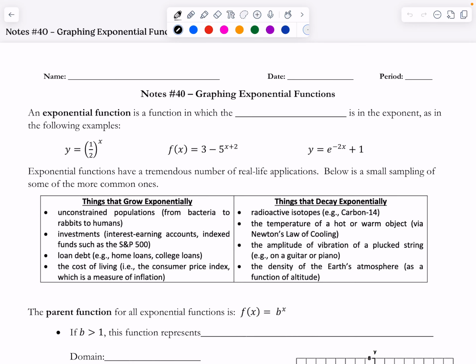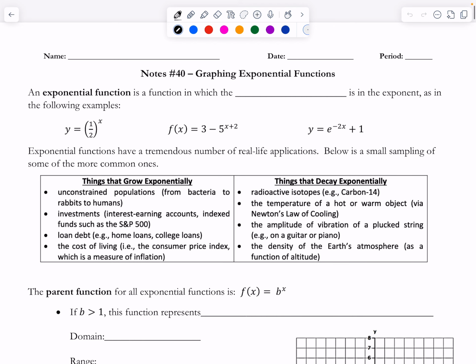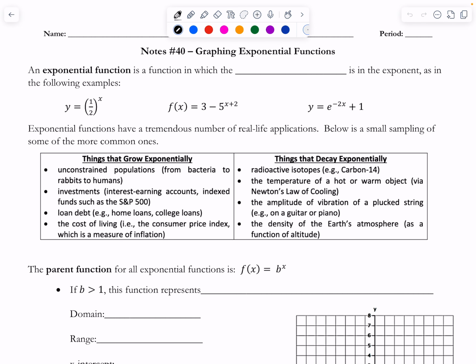All right, we've entered our last unit on exponential and logarithmic functions. So we're getting close. In these notes, we're going to go over graphing exponential functions.